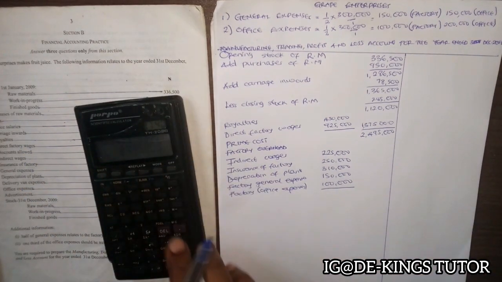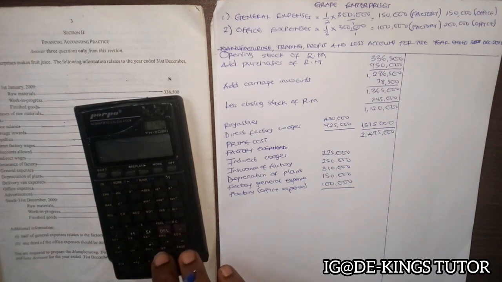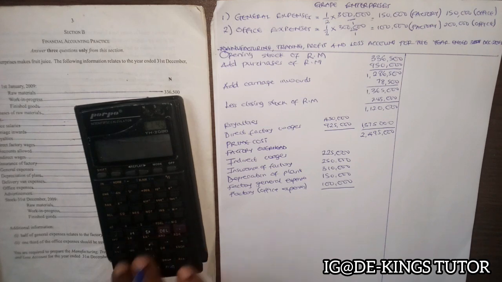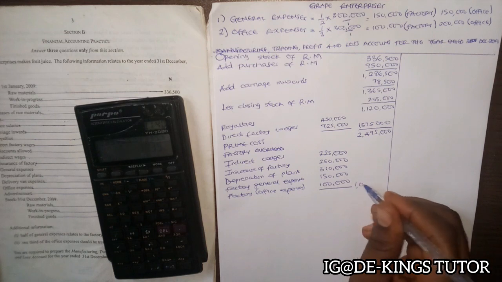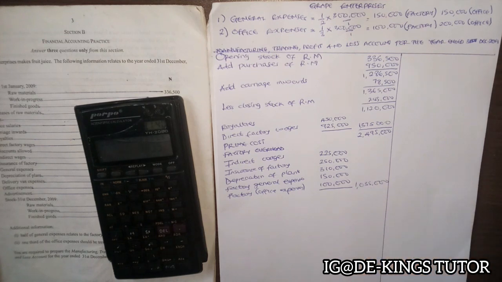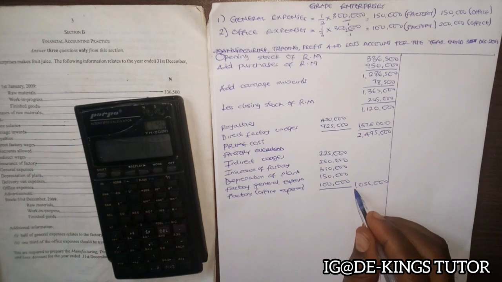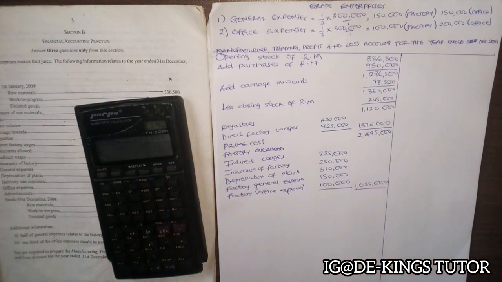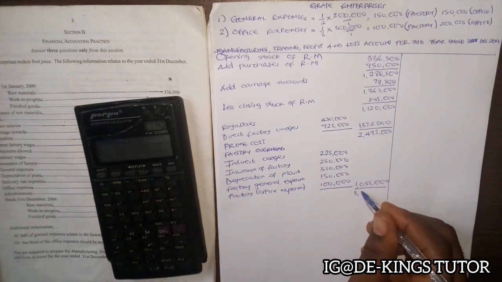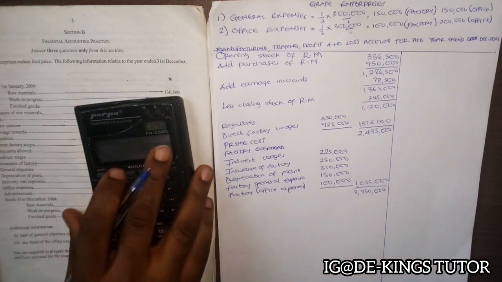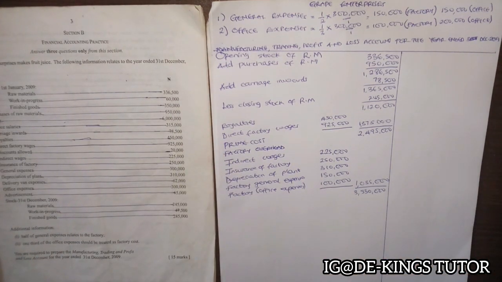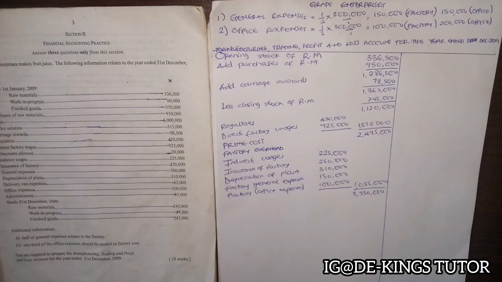So let's add up. So I have 225,000 plus 250,000 plus 310,000 plus 150,000 plus 100,000. Give us 1,035,000. Okay. So we'll add it to this year. The prime cost will have plus 2,495. We'll have 3,530,000. Okay. So the next thing is the work in progress.